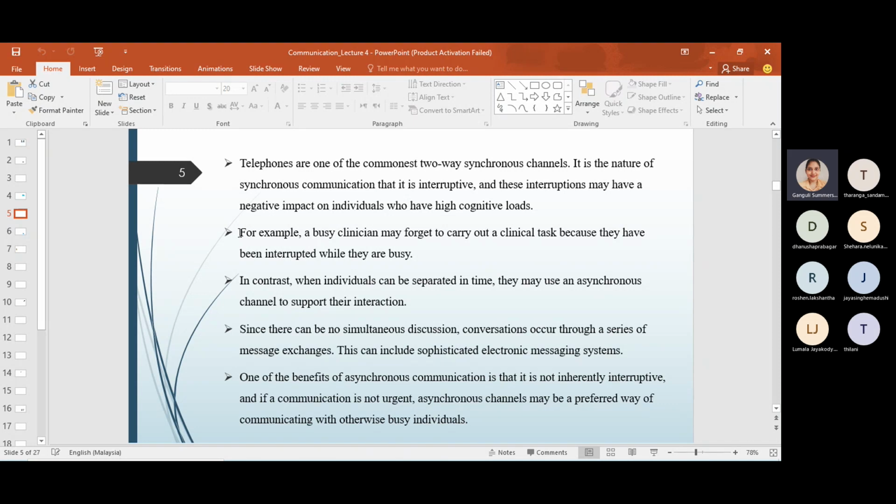Just think he receives a phone call from a work colleague, someone at the workplace. And this clinician answers this phone call. By answering this phone call, there is a possibility that this clinician will forget a certain task that he is supposed to carry out today.